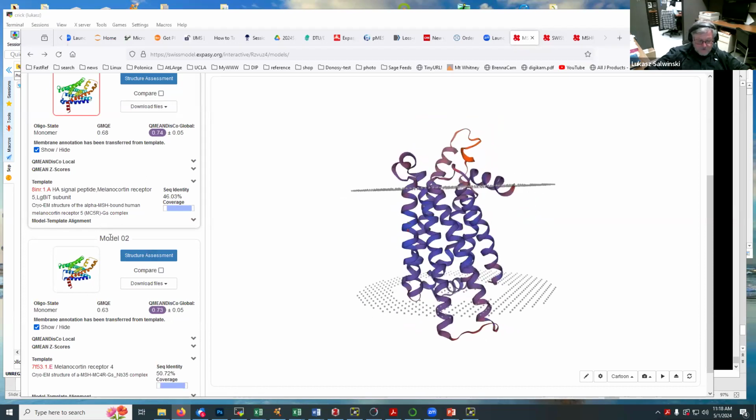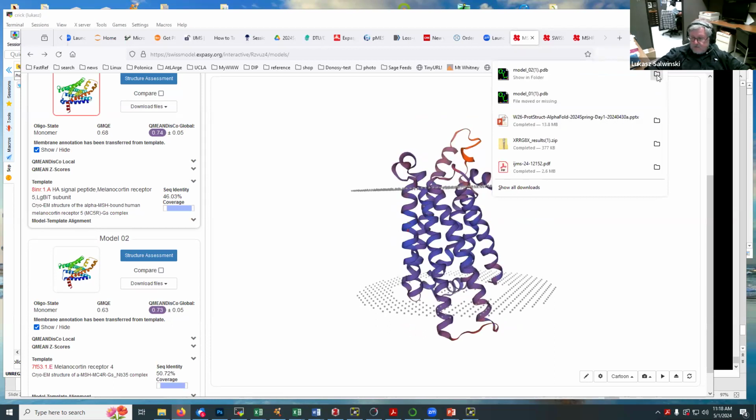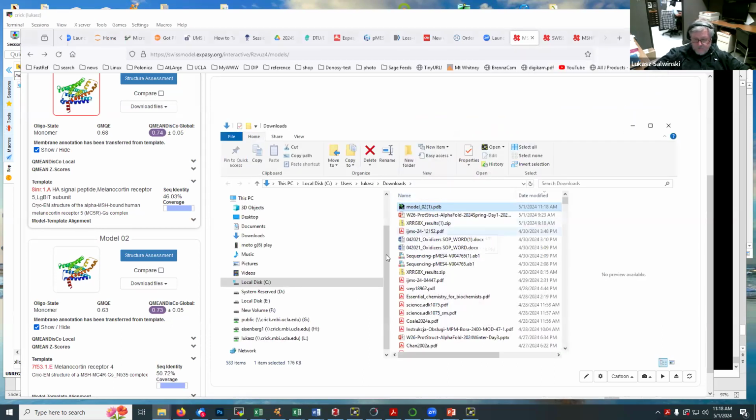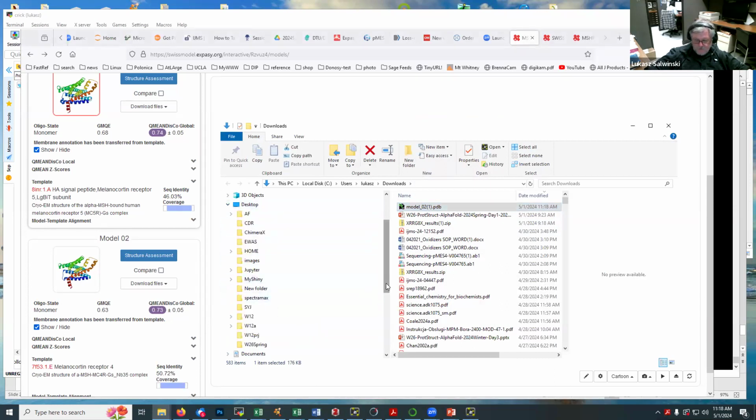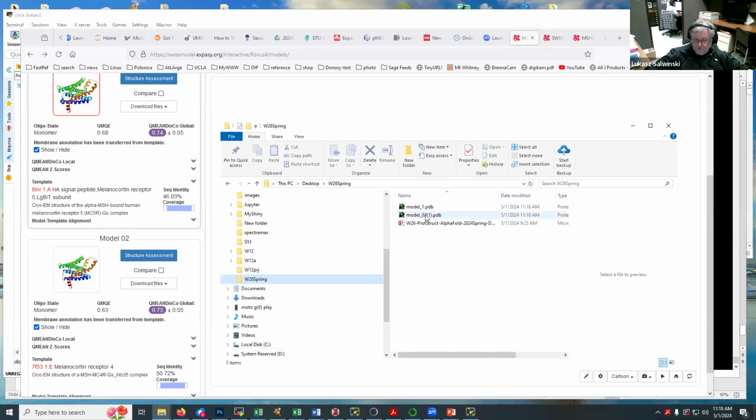So let's download it in PDB format. I'm going to move it as before to my W26 directory here, and call it model 2. Okay, here, let's call it model 2.